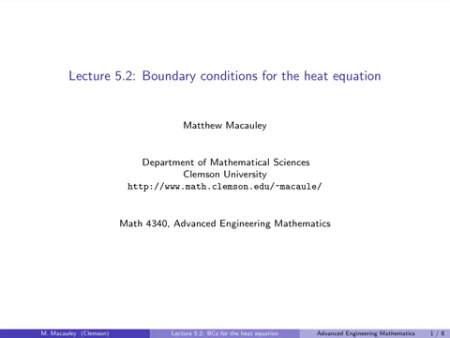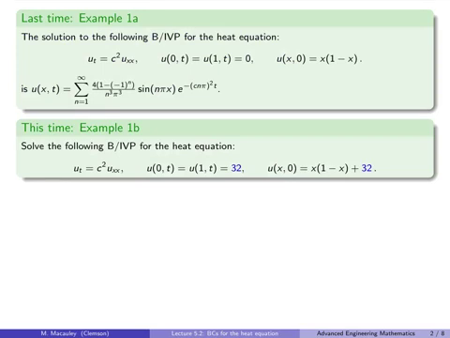Welcome to Lecture 5.2, Boundary Conditions for the Heat Equation. Let's begin with a quick review of what we learned at the end of the previous lecture when we solved example 1a, which was the following boundary and initial value problem for the heat equation. That's the PDE, u_t equals c squared u_xx.